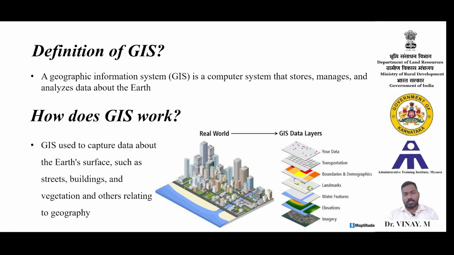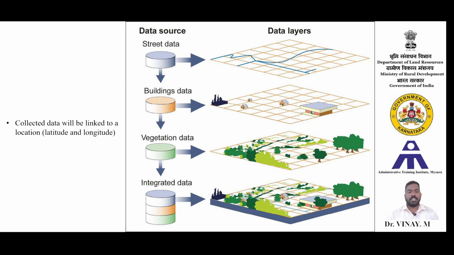Okay, so how does this particular GIS work? GIS is used to capture data about the earth's surface such as streets, buildings, vegetation and other things relating to geography. Once the data is collected, it is linked to location, that is the latitude and longitude. If you are not aware of how latitude and longitude are formed and what they signify, we have a specific lecture on that in an upcoming series. You can watch that, right.